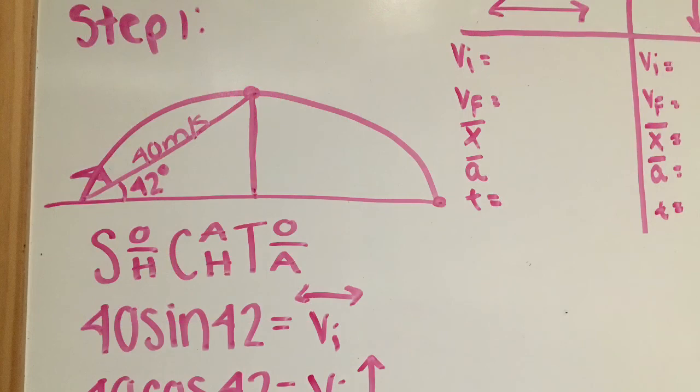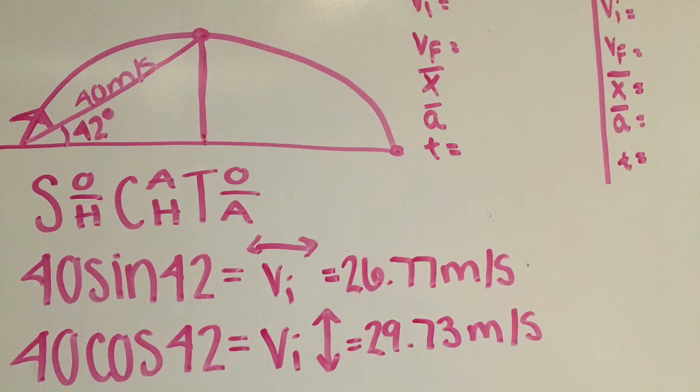In order to begin solving this problem, we need to recognize that we need to use trigonometry to solve for the horizontal and vertical initial velocities. We will be using SOHCAHTOA to do so. We will be using sine, which is opposite over hypotenuse, and cosine, which is adjacent over hypotenuse. The key equations are h sine theta equals your horizontal initial velocity and h cosine theta equals your vertical initial velocity.